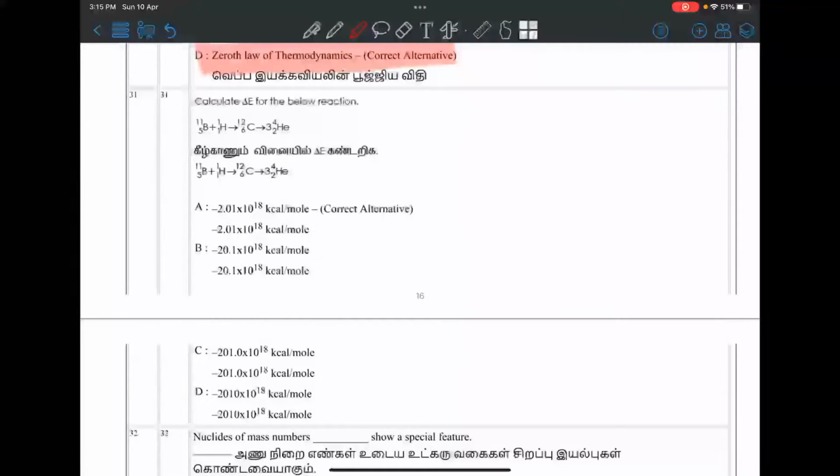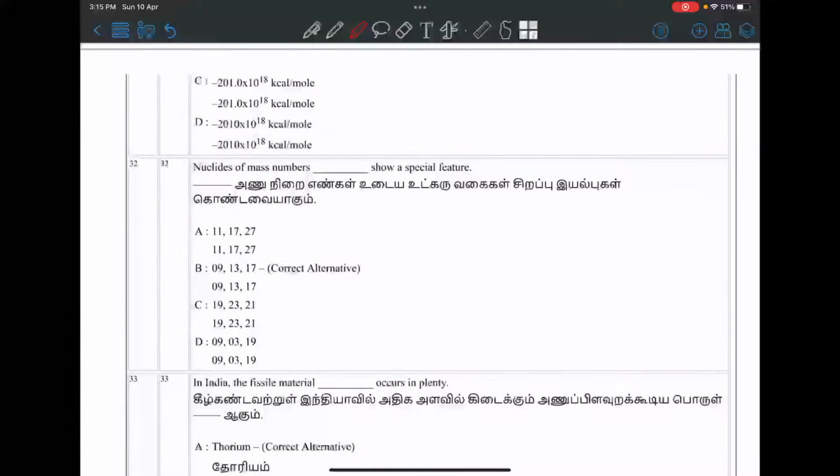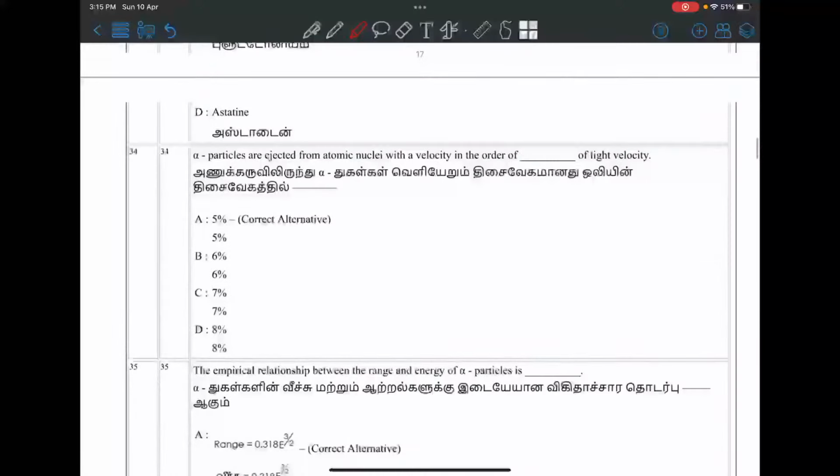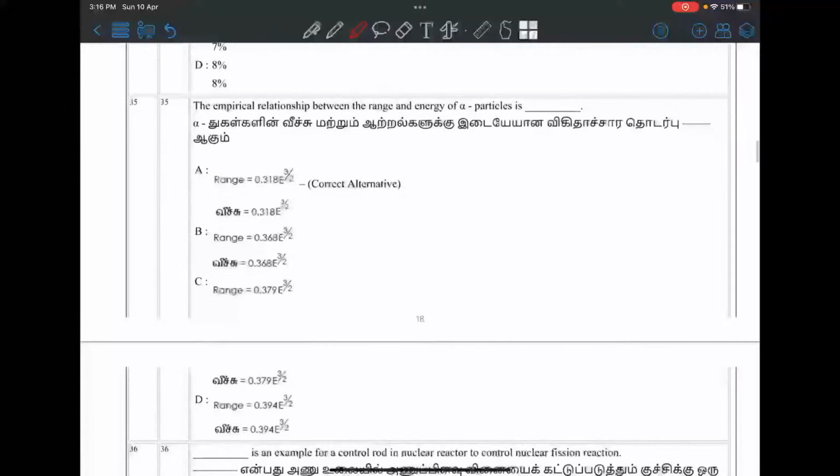Calculate del E for the below reaction. இதுக்கு ஆன்சர் வந்துட்டு A. Nuclides of mass number dash shows a special feature 9, 13, 17. In India, fissile material dash occurs in plenty. Thorium கொடுத்துக்கிறாங்க. Alpha particles are ejected from atomic nuclei with a velocity in the order of dash of light velocity. 5% of light velocity. The empirical relationship between the range and energy of alpha particle is option A கொடுத்துக்கிறாங்க.